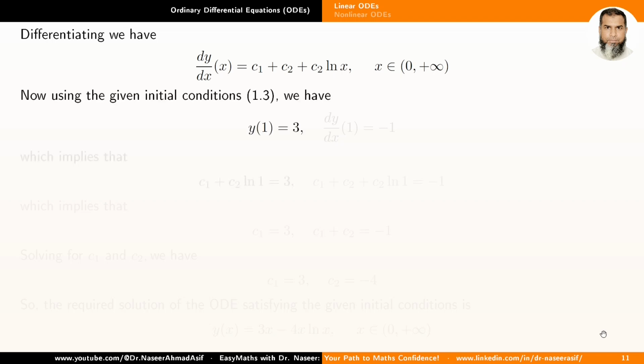Now, using the given initial conditions 1.3, we have y of 1 is equal to 3, dy by dx of 1 is equal to minus 1. So c1 plus c2 into log of 1 is equal to 3, and c1 plus c2 plus c2 log of 1 is equal to minus 1.